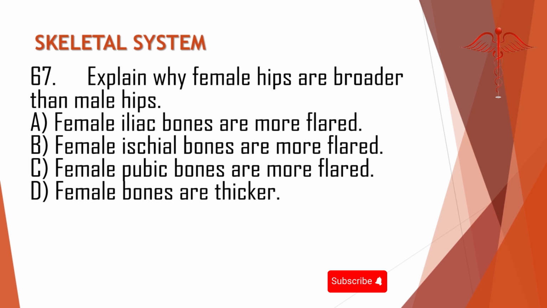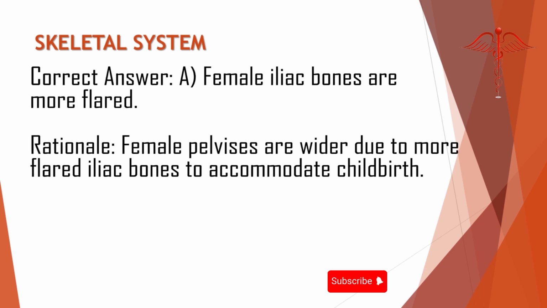67. Explain why female hips are broader than male hips. A. Female iliac bones are more flared. B. Female ischial bones are more flared. C. Female pubic bones are more flared. D. Female bones are thicker. Correct answer: A. Female iliac bones are more flared. Rationale: female pelvises are wider due to more flared iliac bones to accommodate childbirth.